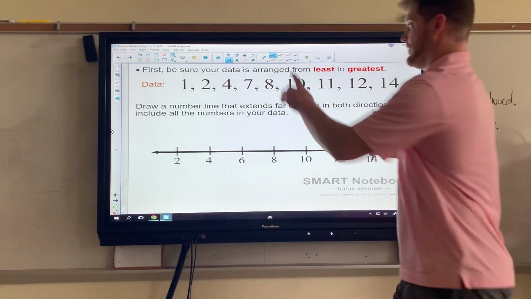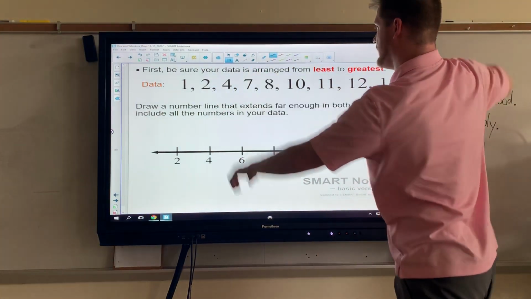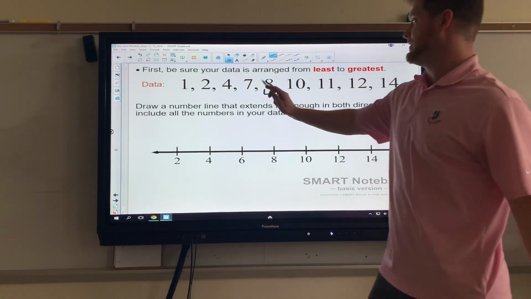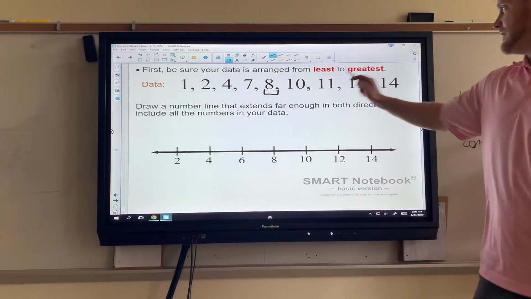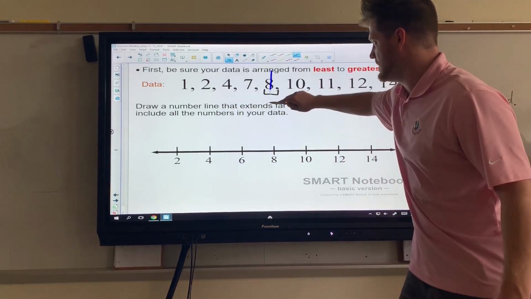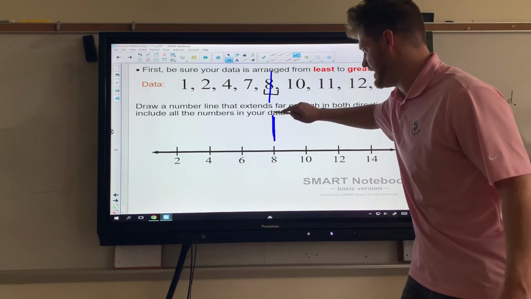Now, I cross far left, far right, far left, far right. I notice that again, 8 is going to be in the middle. There's 4 numbers to the left, 4 numbers to the right, so that 8 is going to be my median. So we're going to put a line right above the 8.